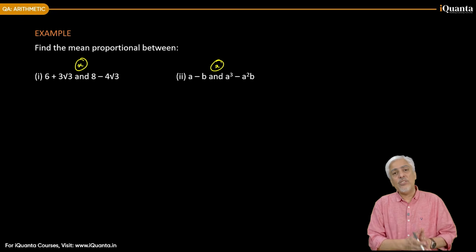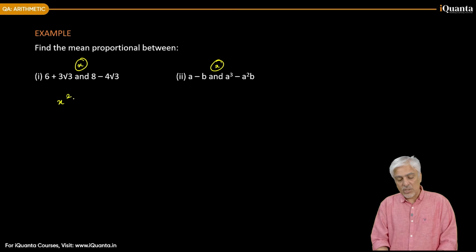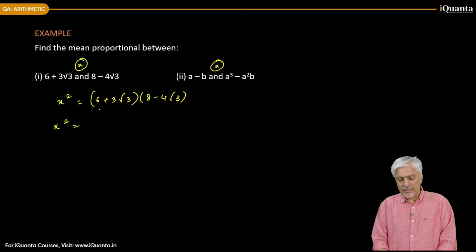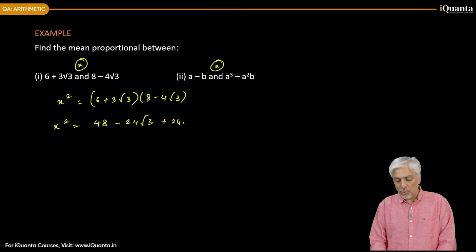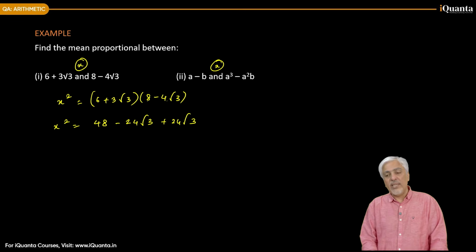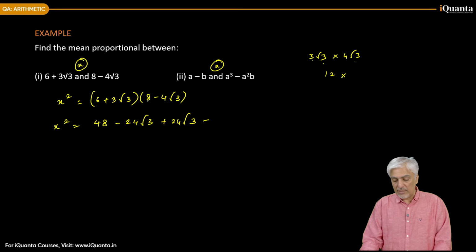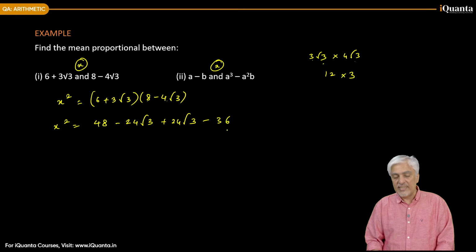So anyway, we know the formula b square is equal to ac. So in this case, x square will become 6 plus 3 root 3 into 8 minus 4 root 3. Carefully just expand. 6 into 8 is 48. 6 into negative 4 root 3 is negative 24 root 3. 3 root 3 into 8 is 24 root 3. And 3 root 3 into 4 root 3, it's a negative sign. 3 fours becomes 12. Root 3 into root 3 becomes 3. So this becomes negative 36.